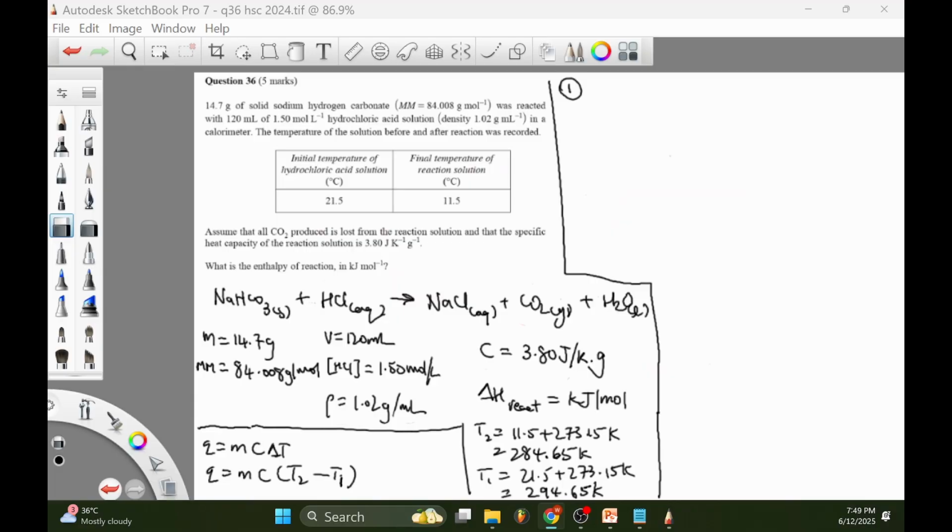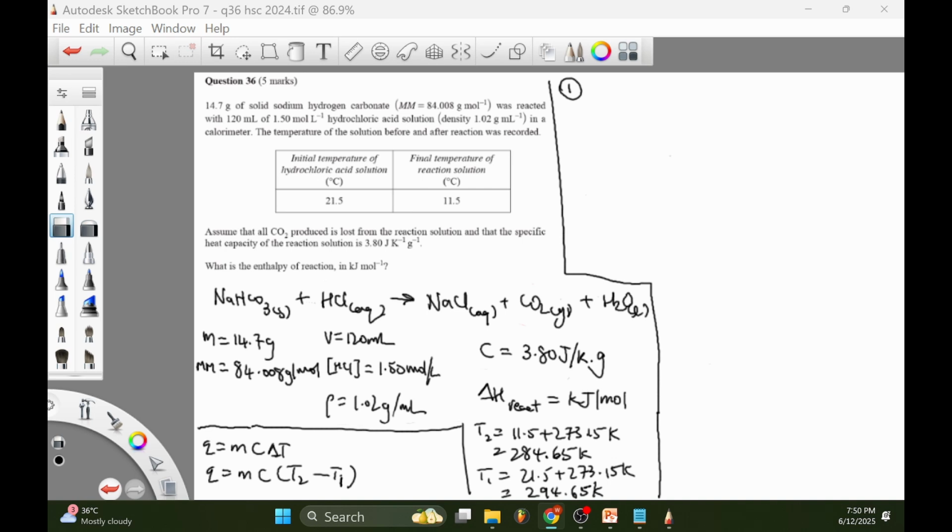Question 36, 5 marks. 14.7 grams of solid sodium hydrogen carbonate was reacted with 120 ml of 1.50 moles per liter hydrochloric acid in a calorimeter. The temperature of the solution before and after reaction was recorded. Assume that all CO2 produced is lost from the reaction solution and that the specific heat capacity of the reaction solution is 3.8 J per Kelvin gram. What is the enthalpy of reaction in kilojoules per mole?